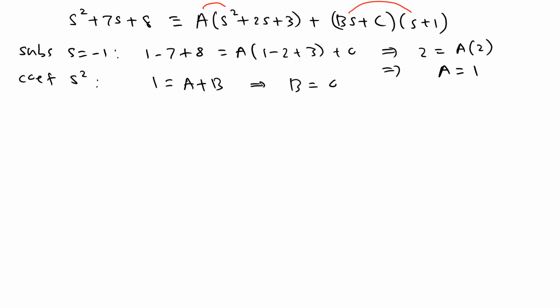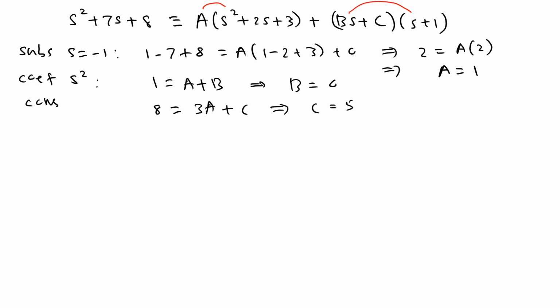So it's very easy. And then you can go with the s term or the constant term. The constant term is easy, so I'll go with that. So 8 equal, the constant is 3A plus C, and C is 8 minus 3A, so that means 5. So we have all three.